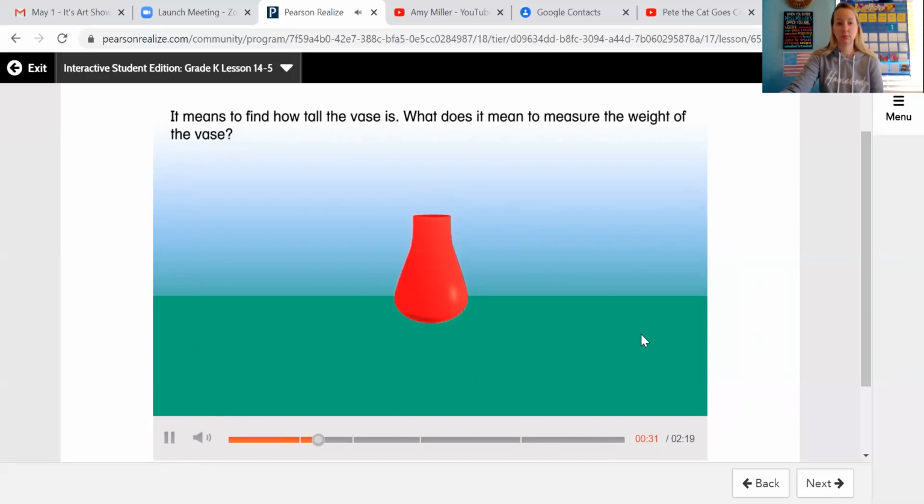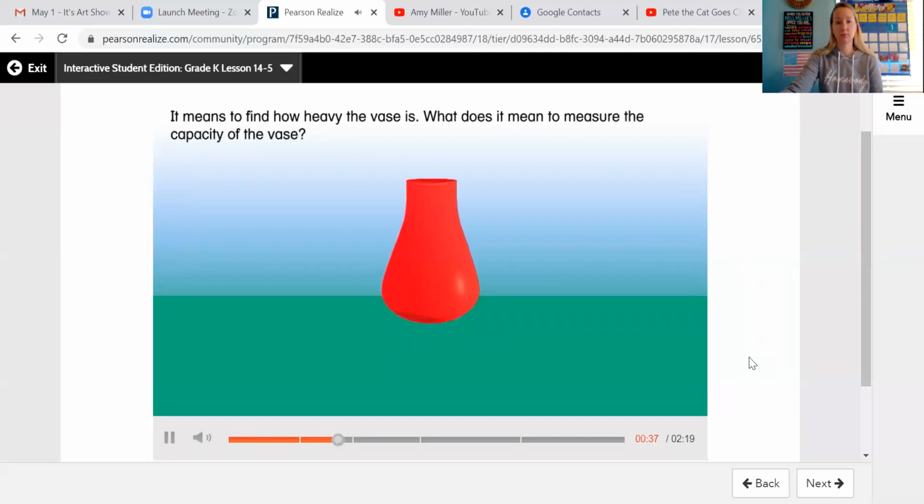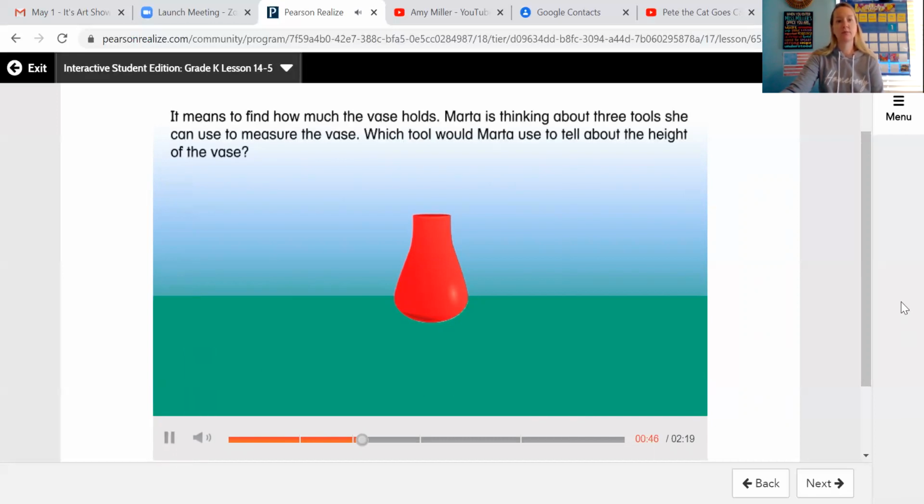What does it mean to measure the weight of the vase? It means to find how heavy the vase is. What does it mean to measure the capacity of the vase? That's a tricky word. Let's see if you know. It means to find how much the vase holds.